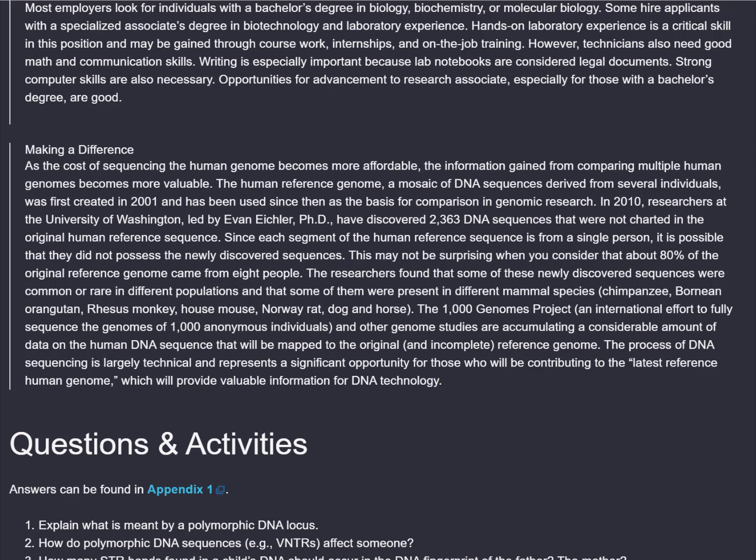However, technicians also need good math and communication skills. Writing is especially important because lab notebooks are considered legal documents. Strong computer skills are also necessary. Opportunities for advancement to research associate, especially for those with a bachelor's degree, are good.